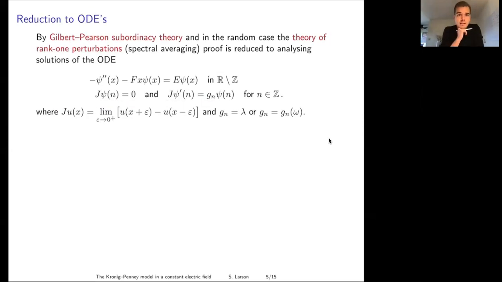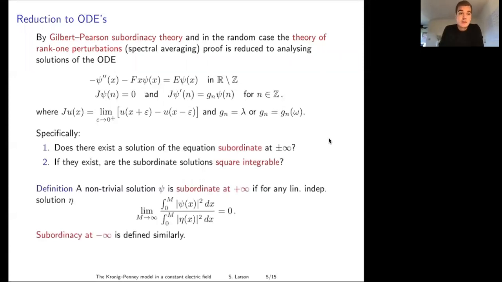While it's unfeasible to think that we could solve all of these equations for all energies simultaneously to any high precision, we don't really need to, because we only need fairly rough information about the behavior of these solutions. Specifically, what we need to understand is the existence or non-existence of subordinate solutions towards plus and minus infinity. And if there exist subordinate solutions, are they square integrable or not? And a subordinate solution is in the following sense a solution that is much smaller than all other solutions. If we have a non-trivial solution psi, it's subordinate towards plus infinity if for any linearly independent solution eta, the truncated L2 norm of psi grows much slower than that of eta towards infinity, and similarly towards minus infinity.